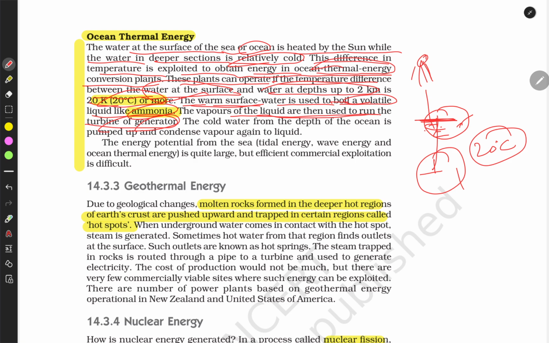And the cold water from the depth of the ocean is pumped up to condense the vapor again to liquid. This steam, which was used to rotate the blade, is a gaseous form of the ammonia. It is converted back into liquid ammonia by passing through this comparatively cold water, 20 degrees Celsius lower.